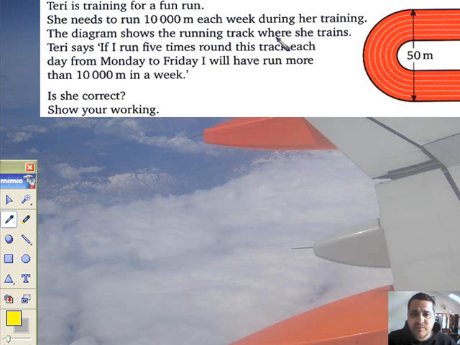Right, the diagram shows the running track where she trains. Terry says, if I run 5 times round this track each day, from Monday to Friday, I will have run more than 10,000 metres in a week. Is she correct? Show your working. If you just say, yeah, she's correct, no, she's wrong, you know, expect 0 marks. You've done nothing for your marks. You've got to do some working out.